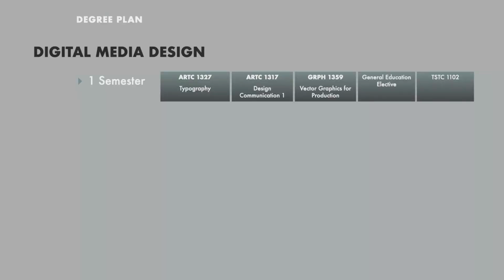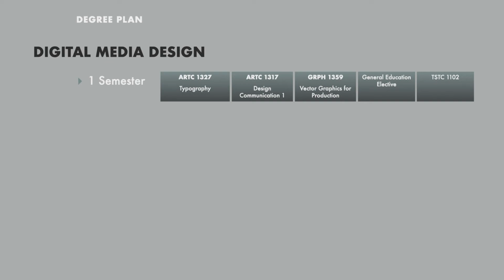In Semester 1, you'll be required to take Typography, Design Communications 1, Vector Graphics for Production, a general elective, and TSTC 1102. If you already have Gen Eds completed, you can replace that requirement with another DMD course. You'll also not have to take TSTC 1102 if you have 24 hours of prior college credit in any discipline. Okay, let me take a minute and give you a general overview of each of these courses.